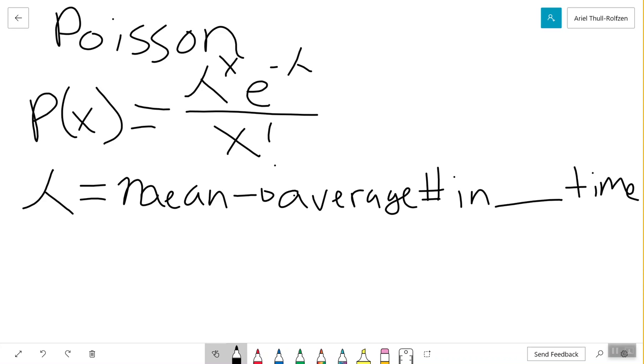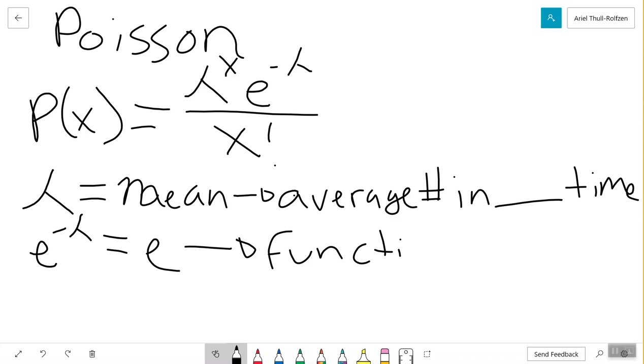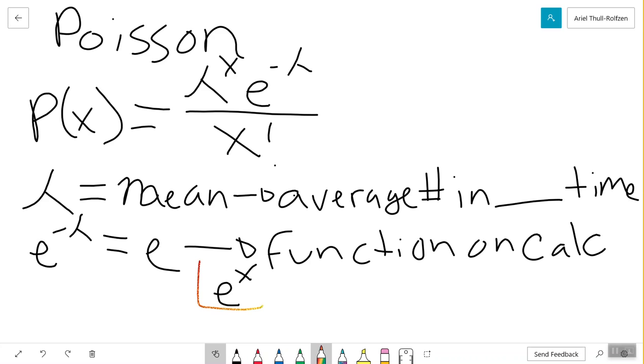When you're thinking about time, I don't want you to just think about minutes or seconds or hours. You should be thinking about days and weeks and months and years or half moons, any sort of a relation to time. So what we're going to do now is look at this e to the negative lambda. E is going to be a function on your calculator. And it should say something on the button, and I'm sure you'll have to press second and then another button, but it should say something like e to the power of x. There should be a button that says this right here. And that's what that e is.